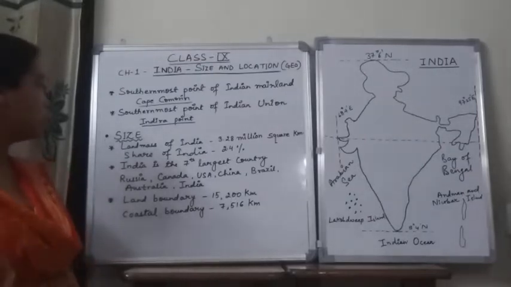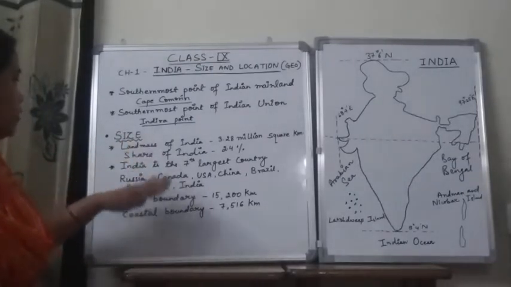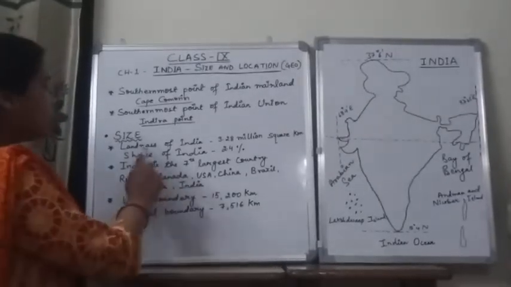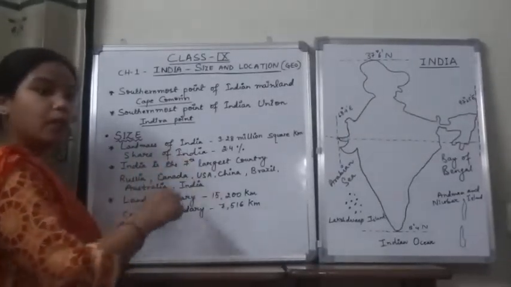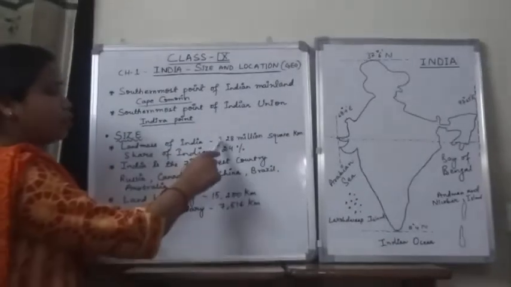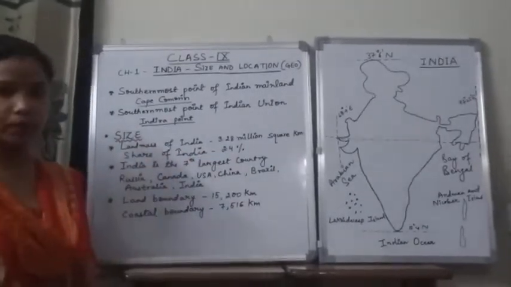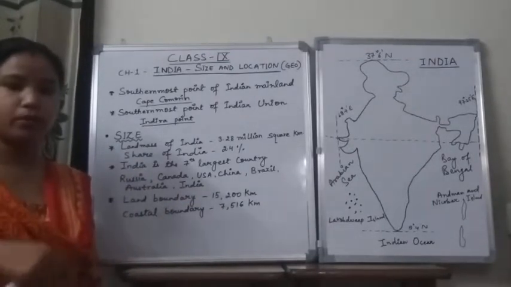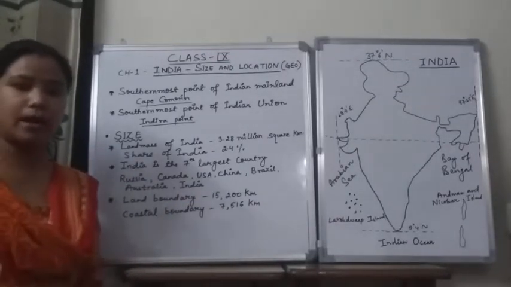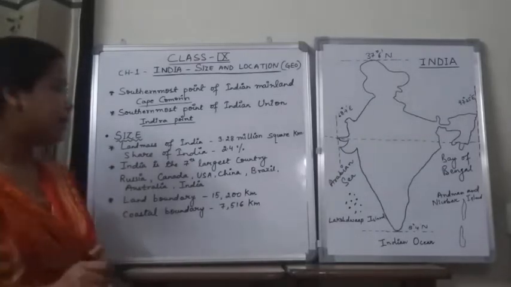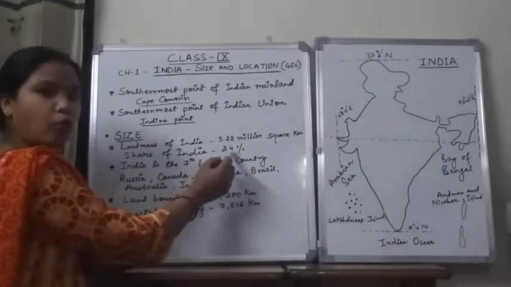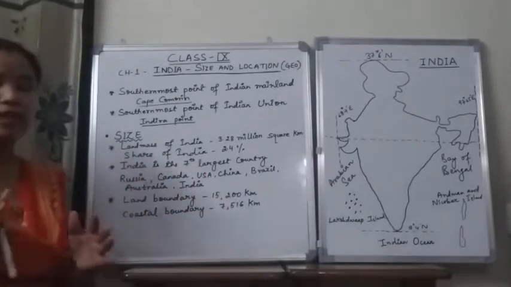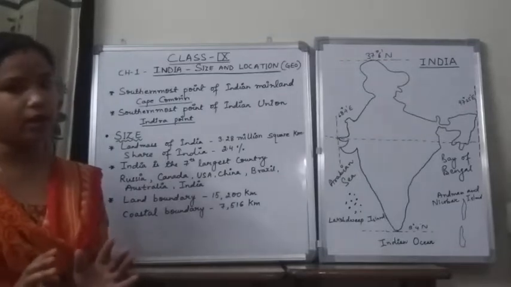Now we will be talking about the size of the country. If we talk about the size of our country India, the total landmass of India is 3.2 million square kilometers. And if we talk about the share of our country with respect to the total landmass of the world, that is only 2.4%. And India is the 7th largest country in the world area wise.